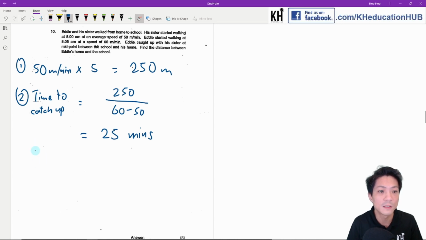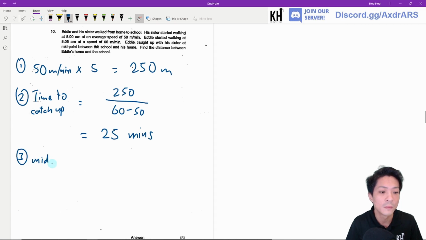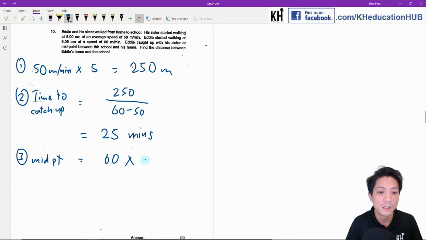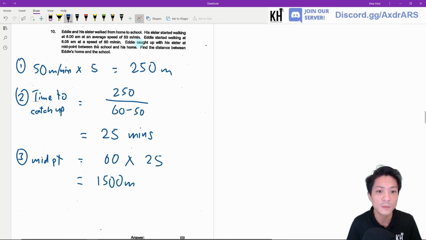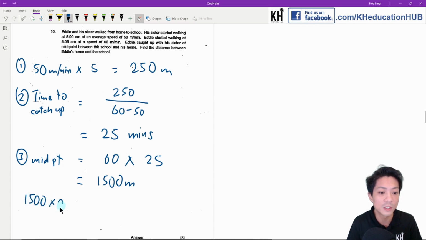So we're going to find out what the distance of the midpoint is. Since Eddie's been walking for 25 minutes, I'm going to use his speed multiplied by 25, which is 1,500 meters. So the question wants me to find the distance between Eddie's home and the school, which will be 1,500 times 2, which is 3,000 meters.